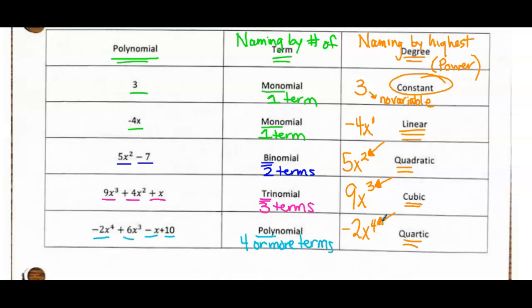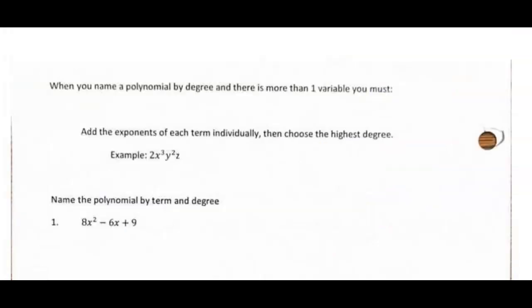So make sure you know the middle column here is naming it by the number of terms. And when you name by degree, that is naming it by the highest degree. So there's a couple different things going on here. And you have to know when they ask a question, what are they asking you to do? Okay, I'm going to flip this over. Now this is the part where some people get stuck. So if you're in La La Land, make sure you're paying attention now.